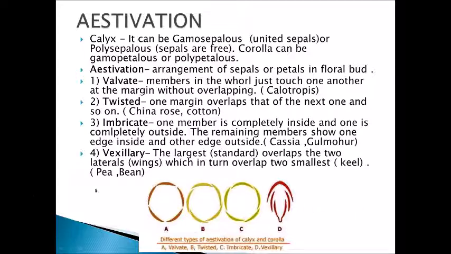See the first diagram. These structures show the petals, suppose. There are 1, 2, 3, 4, 5 members, and they are just touching each other at the margin but not overlapping. So this is valvate type of estivation. It is seen in Calotropis. The second one is called twisted, where one margin overlaps that of the next one, and so on.